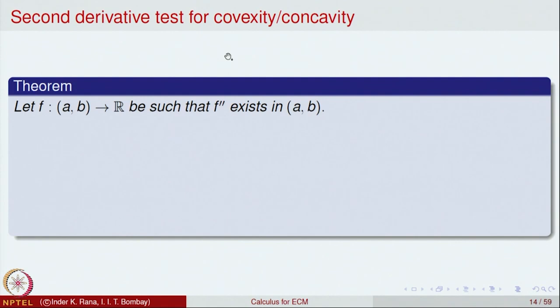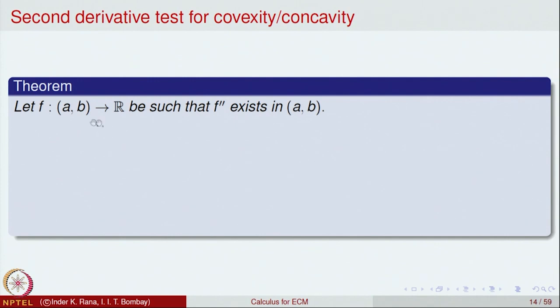Concave up is also called convex, and concave down is normally just called concave. So that is what convexity means, and one should not be confused by the term convex. Some of the books follow this terminology.